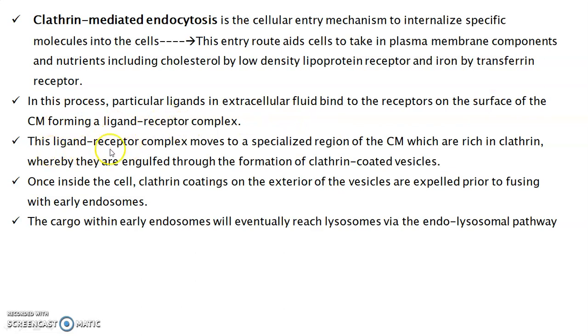This ligand receptor complex moves to a specialized region of the cell membrane, which is rich in clathrin, whereby they are engulfed through the formation of clathrin coated vesicles. Once inside the cell, the clathrin coatings on the exterior of the vesicles are expelled prior to fusing with the early endosomes. The cargo within the early endosomes will eventually reach the lysosome via the endolysosomal pathway.